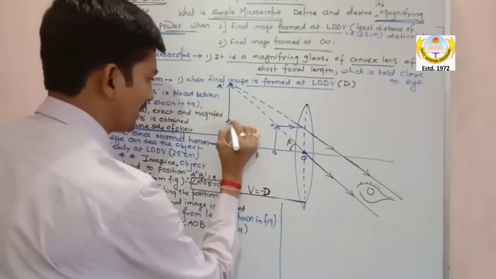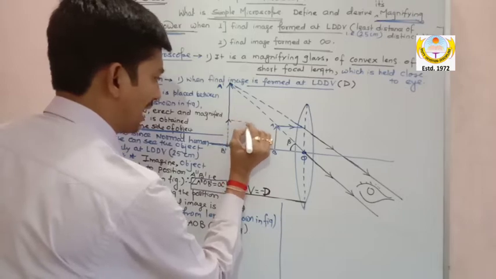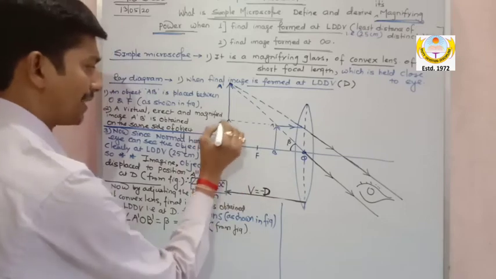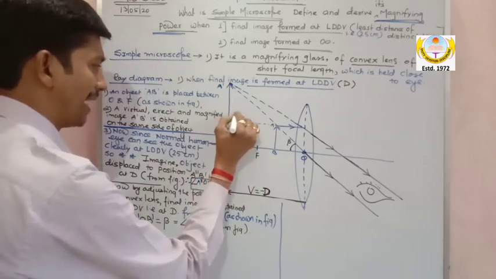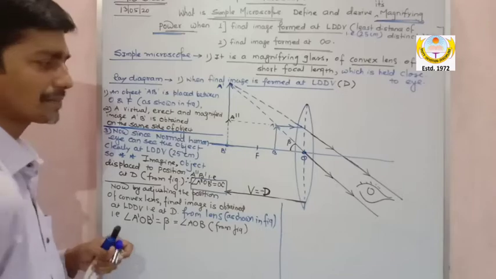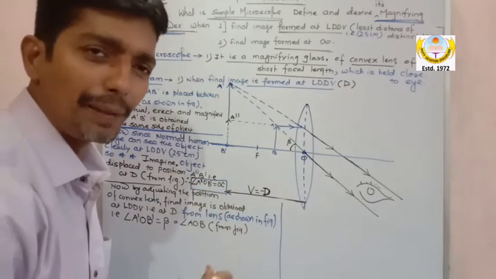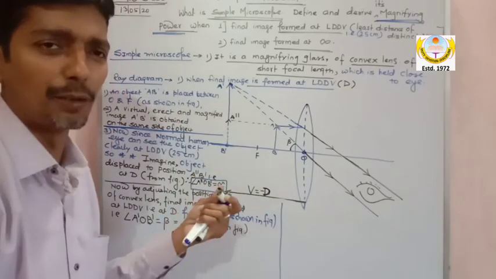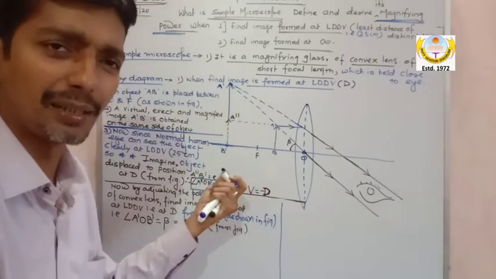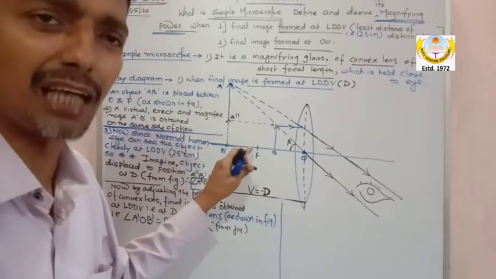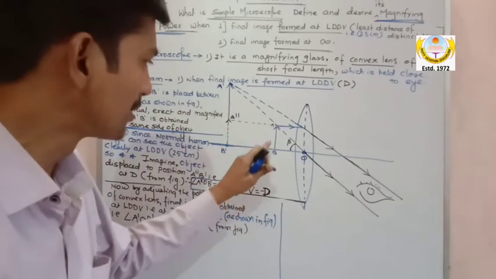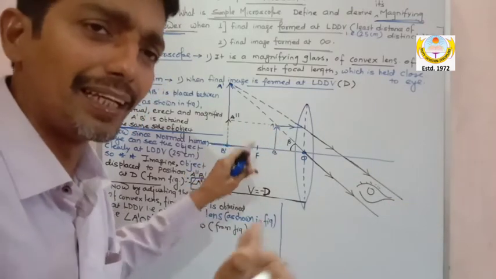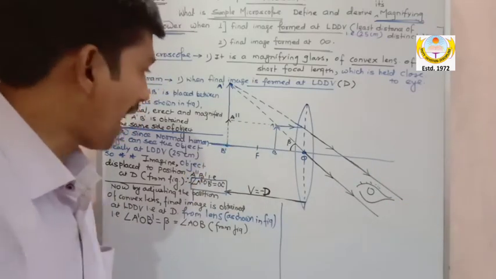And now, my dear, this is the line I can draw showing that I shifted the object. And the new position I named A double dash B dash. You know what happened because of this? As soon as I shifted the object to LDDV, because a normal human eye also can see things clearly up to the least distance of distinct vision. So why don't I shift my object? I have shifted the object in my imagination. Am I clear?